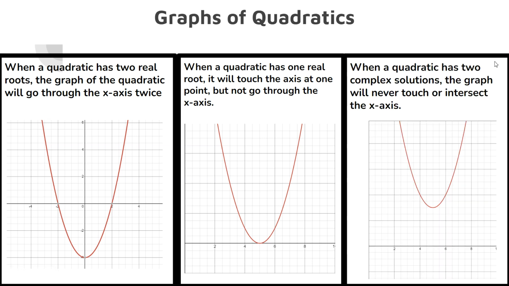And if a quadratic has two complex solutions, the graph will never touch or intersect the x-axis. So looking here, this would be the graph of y equals (x minus 5) squared plus 3. So this graph is shifted up 3. As you can see, it never intersects the x-axis, so it must have two complex roots.